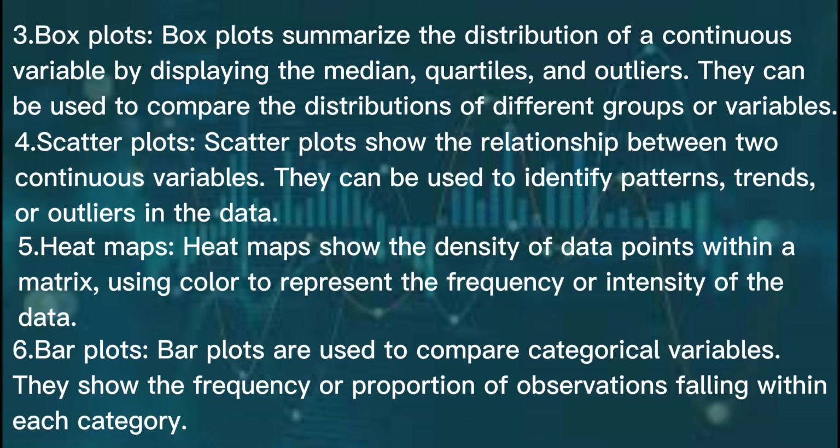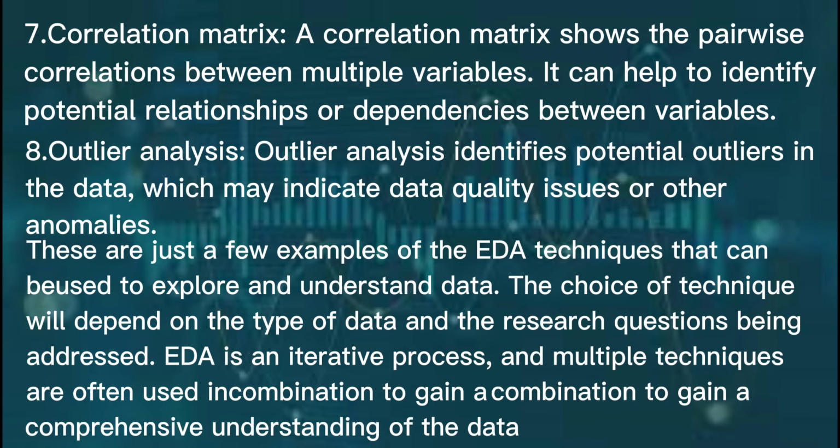6. Bar plots. Bar plots are used to compare categorical variables. They show the frequency or proportion of observations falling within each category. 7. Correlation matrix. A correlation matrix shows the pairwise correlations between multiple variables. It can help to identify potential relationships or dependencies between variables. 8. Outlier analysis. Outlier analysis identifies potential outliers in the data, which may indicate data quality issues or other anomalies.